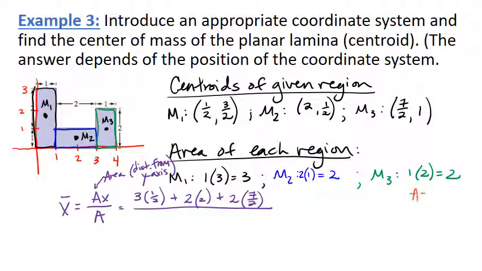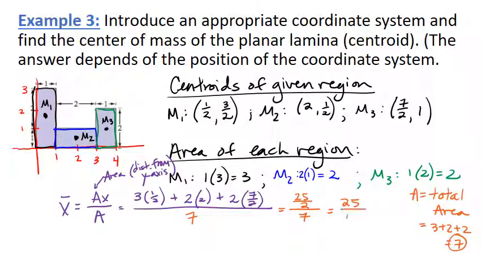So A is the total area. In our case, it's 3 plus 2 plus 2, which is 7. So my denominator here is 7. When I simplify the numerator, I get 25/2 all over 7. This simplifies to 25/14 for x bar.